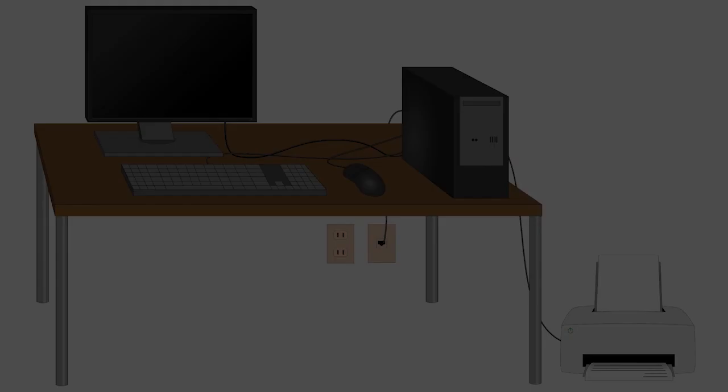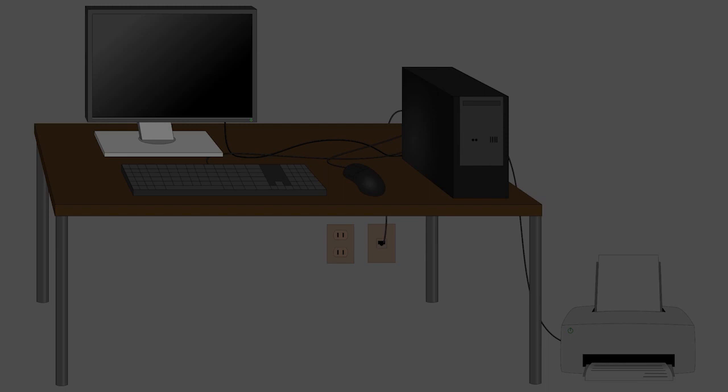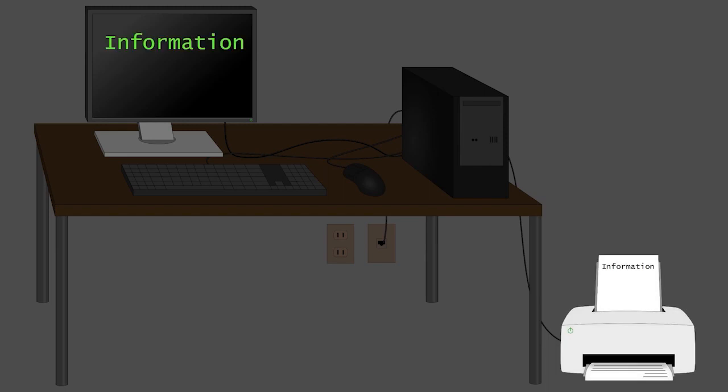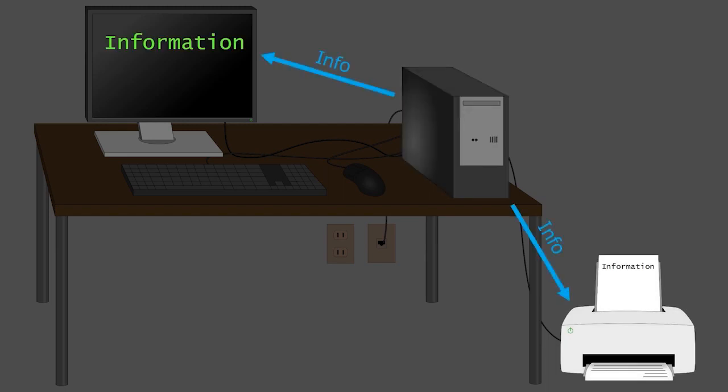Now, the primary function of a monitor and a printer is to display information. We can think of information flowing from the computer into the monitor and printer, which display it for the user. Have you ever thought of a printer as a very slow, paper-based computer monitor? In some sense, that's what a printer is.